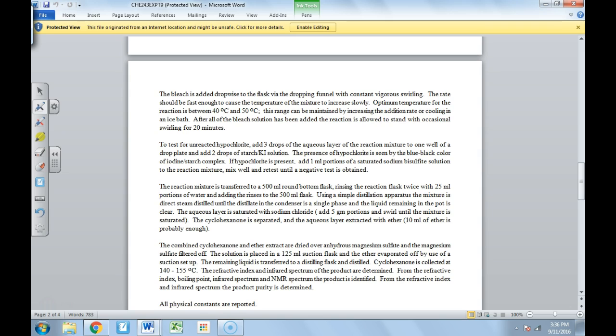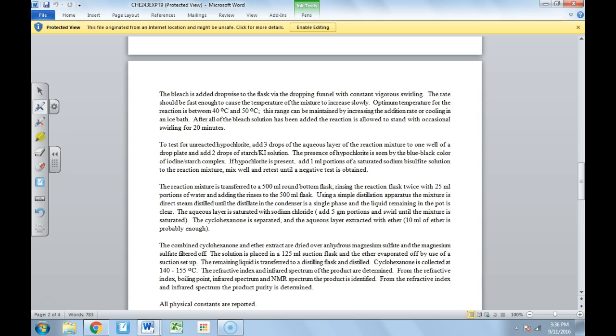So swirl, let it all go, and let the reaction sit for about 20 minutes. That's to make sure that the reaction goes to completion. At that point, the reaction is going to do what it does. You don't necessarily have to maintain the 40 to 50 degree temperature. The reaction is probably going to stay fairly warm. It's going to cool off a little.